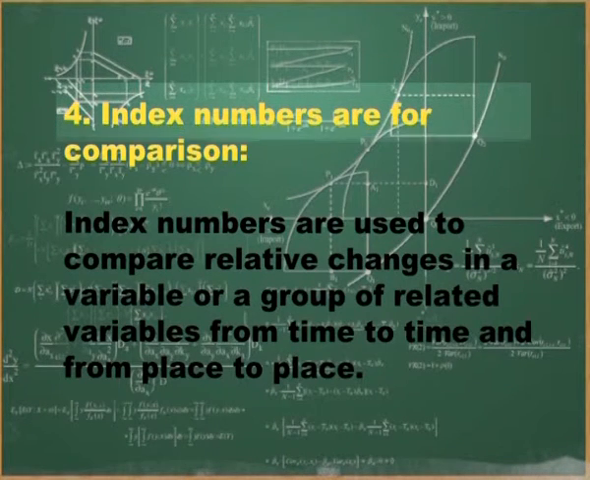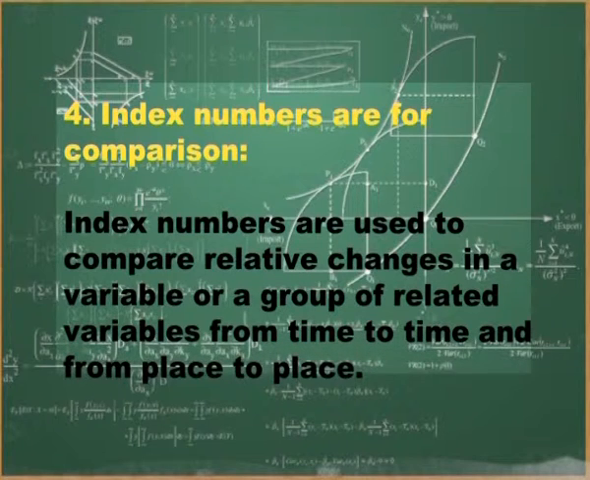Fourth point, index numbers are of comparison. Index numbers are used to compare relative changes in a variable or a group of related variables from time to time and from place to place.